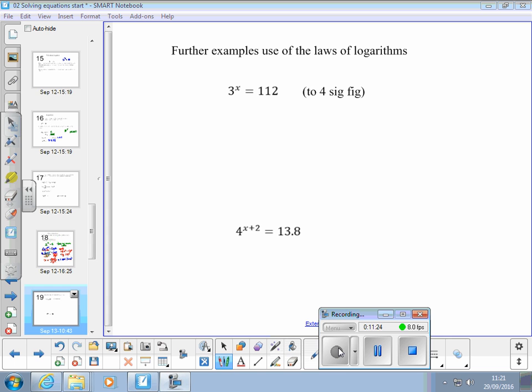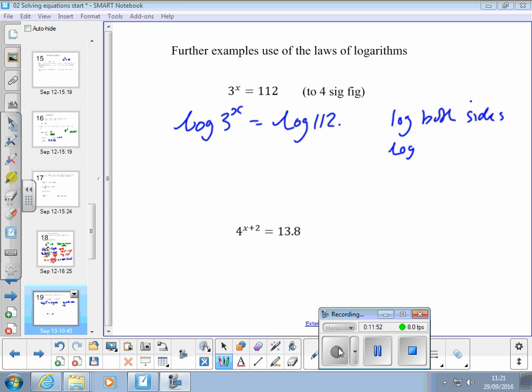Okay, yeah, so you're going to do that all in one go. So what you've effectively done is said log of 3 to the x is equal to log of 112, and then applied the law of the logarithm. So that's log of both sides. And then you're doing log of a to the x is equal to x log of a. So you're going x log of 3 is equal to log of 112.